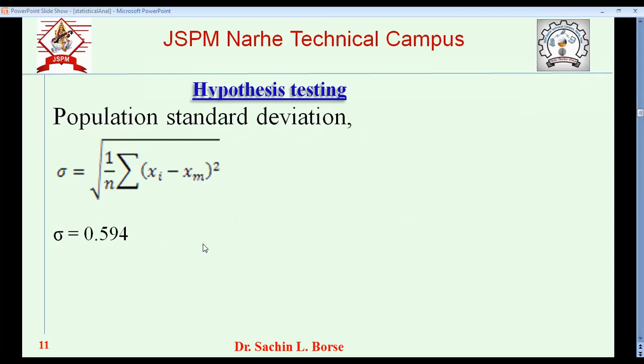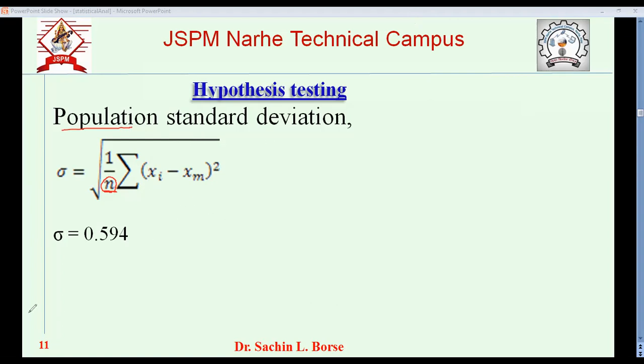Now we'll go for population standard deviation. Means we have to divide here. For taking the mean, I have to use the n, then it is called population standard deviation. If you use n minus 1 instead, then it is called sample standard deviation. So first you calculate, assuming that sample is big, you calculate the standard deviation.